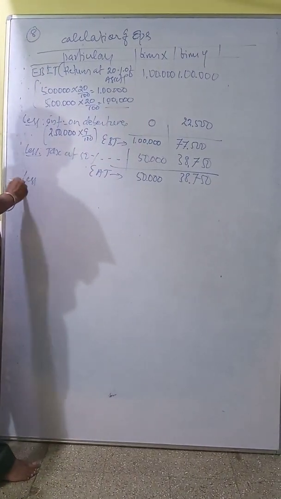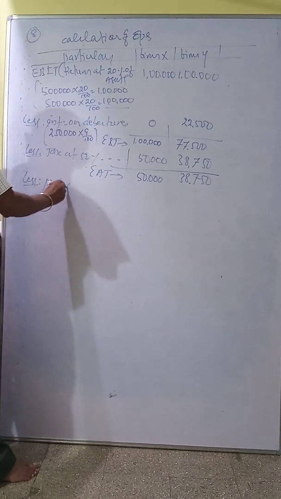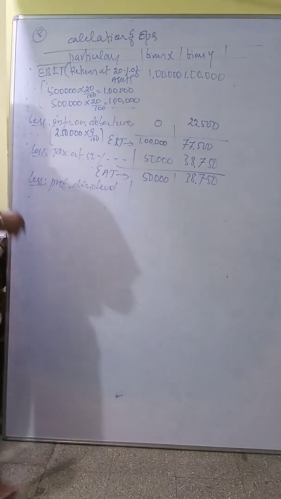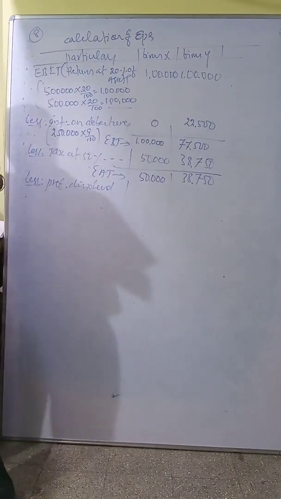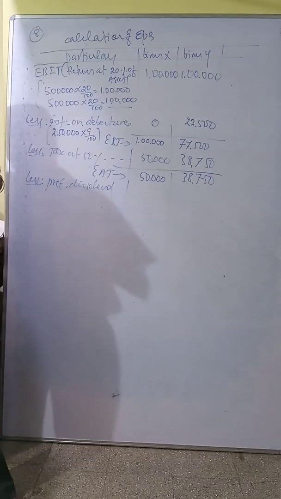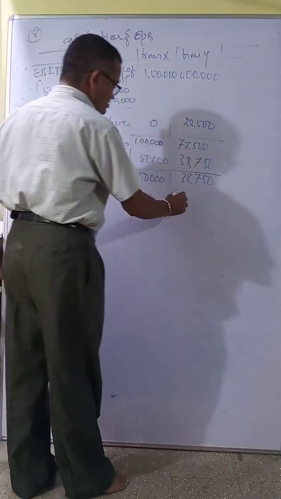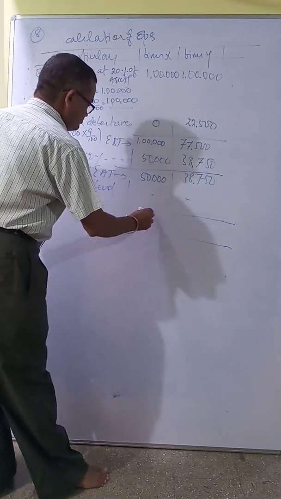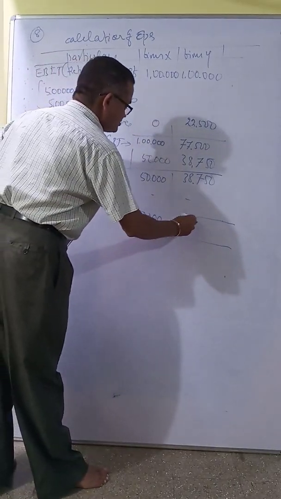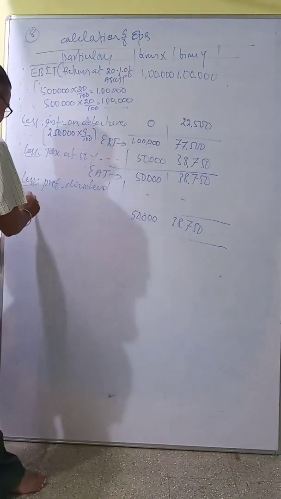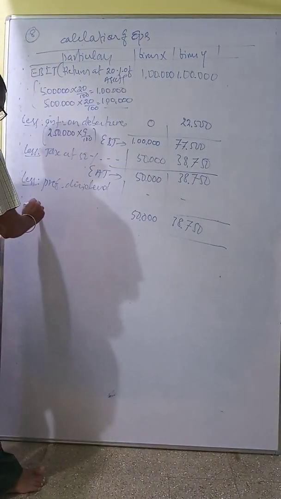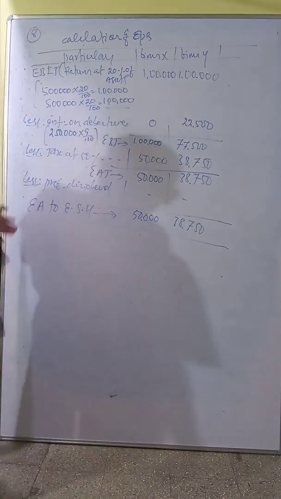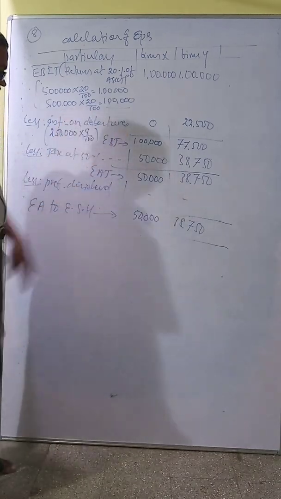Less: preference dividend. You see both firms have equity share capital, 5 lakh and 2 lakh 50. Number of shares given, rate of return not given, no preference share. So 50,000 and 38,750. This is called earnings available to equity shareholders.